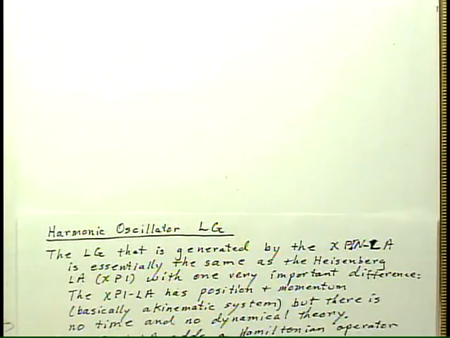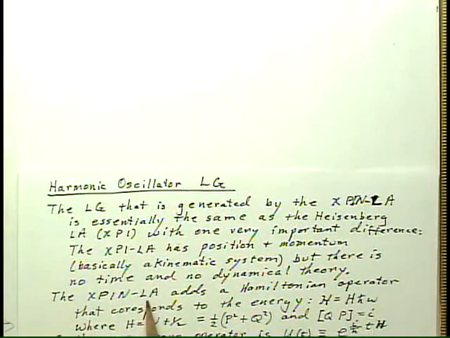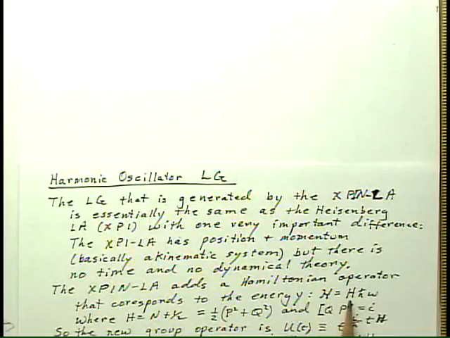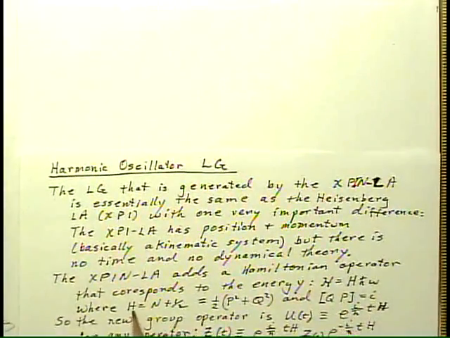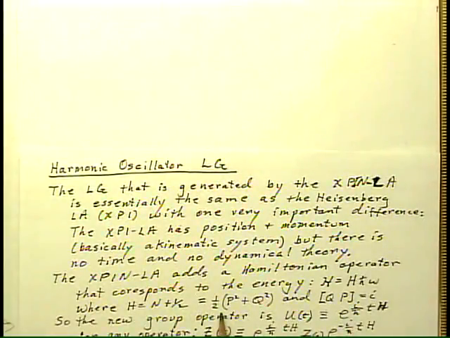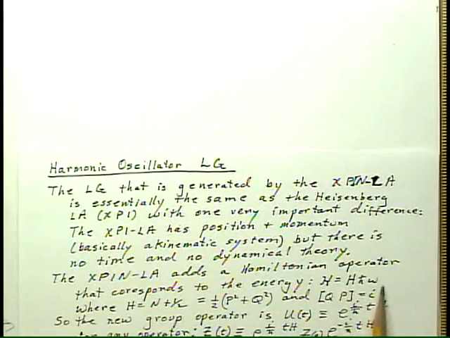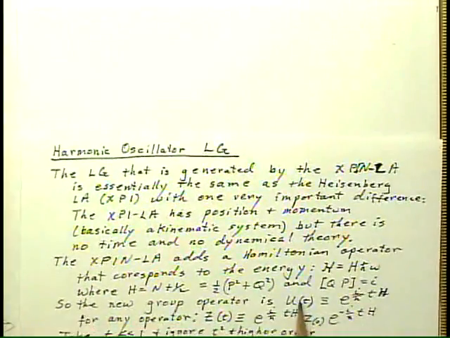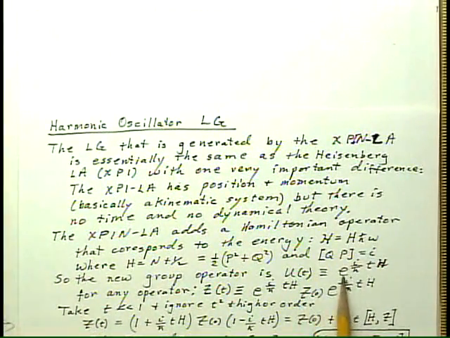Here we actually have invoked a dynamics with this x, p, I, n Lie algebra, with a Hamiltonian operator that corresponds to the energy of the particle. Script H is h bar omega times H, where H is equal to n plus a half. That's equal to 1/2 (p squared plus q squared), where [q, p] is equal to I. And this, as a whole, forms this harmonic oscillator Lie group. So the new group operator that we might imagine now that we didn't have before is the group operator U of t, which is e to the I over h bar t times H.